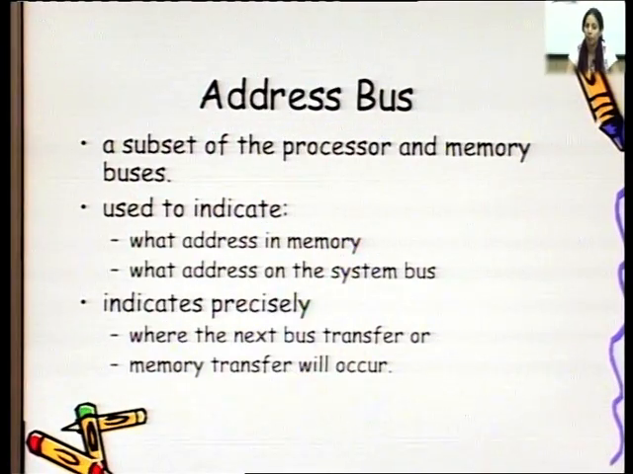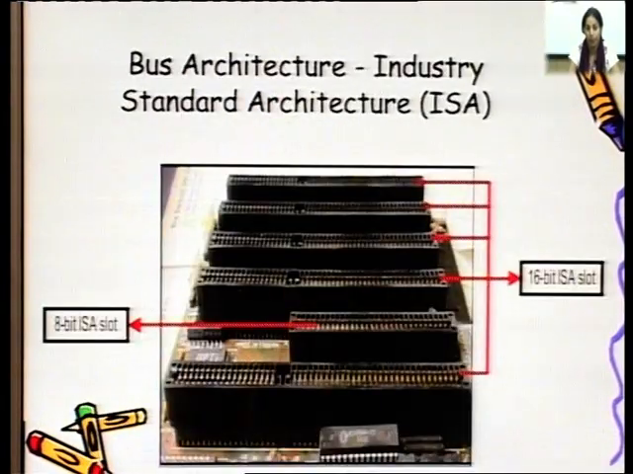Then you have the address bus, a subset of the processor and memory buses. It is a portion of the processor and memory buses used to indicate what address in memory, what address on the system bus, and indicates precisely where the next bus transfer or memory transfer will occur. So, in the previous diagram we have seen various slots like PCI slots, ISA slots, then CPU socket, SIMM and DIMM. Now, we are briefly defining the expansion buses and their features one by one.